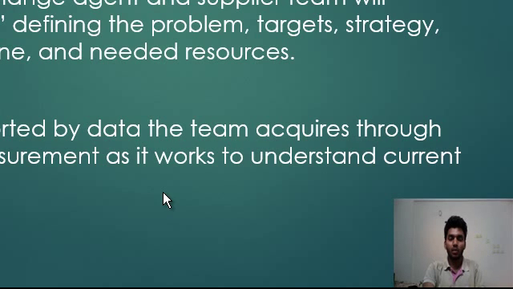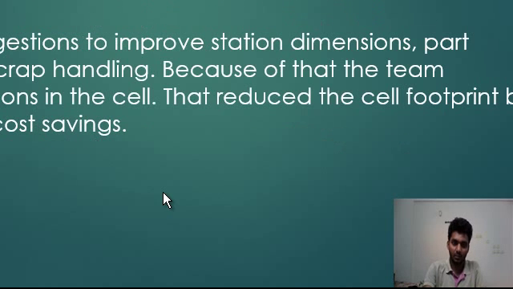How does PDCA help Neuro? The suppliers are the STA agencies and also the TSC agency. And in the plan phase, the team selects the suppliers. The Medtronic lean change agent and supply team will develop a scope A3 defining the problem, targets, strategy, implementation timeline, and needed resources. The scope A3 is supported by data the team acquires through observation and measurement as it works to understand current conditions.